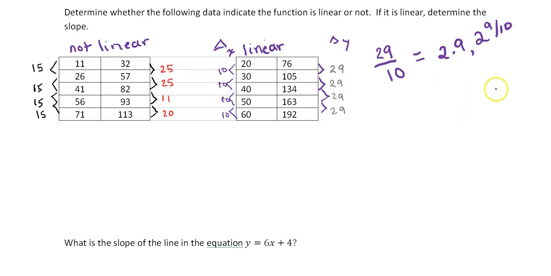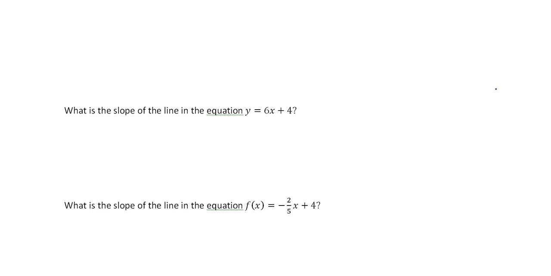All right, let's truck along here. So what is the slope of the line in the equation y equals 6x plus 4? And this is one of those cases where it might be real easy to overthink something. We're asked for the slope of the line, and we're given an equation. Well, the slope of the line in slope-intercept form is right here. This is our slope. So 6 is our slope. Okay?